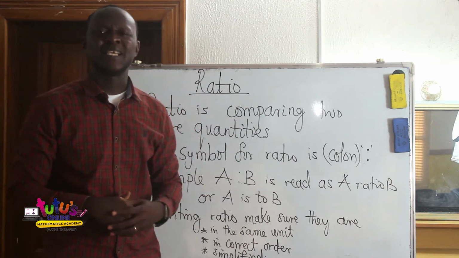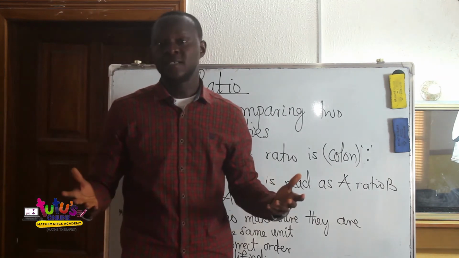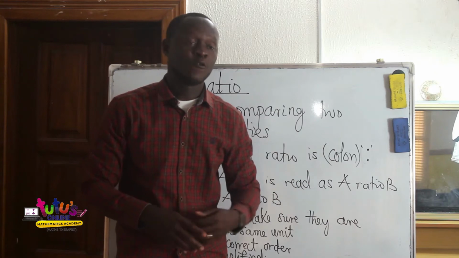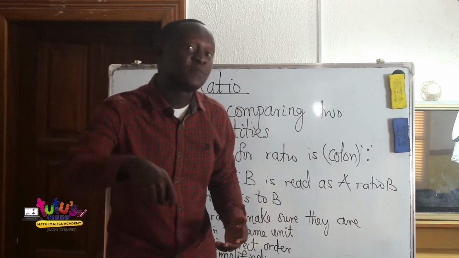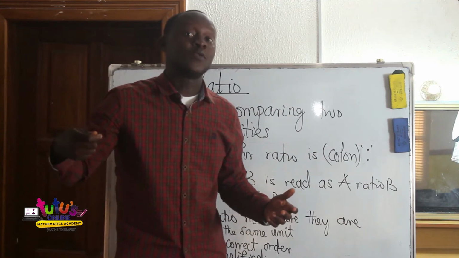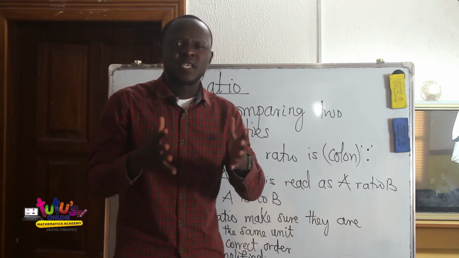Now, ratio can be seen in measurement when you bake. Ask bakers. When you cook, for every 4 cups of rice you make for the family, you need maybe a teaspoon of salt. When you do this, you say you're doing ratio.